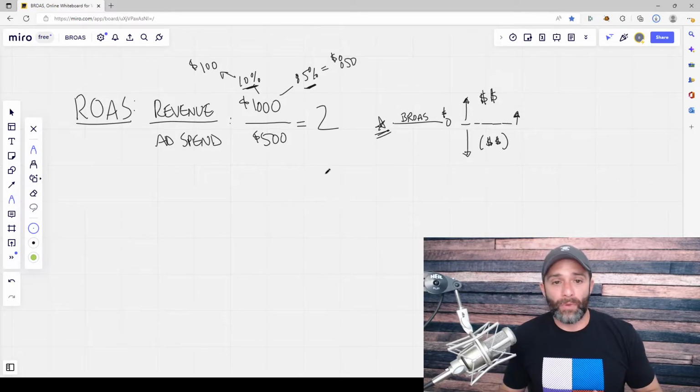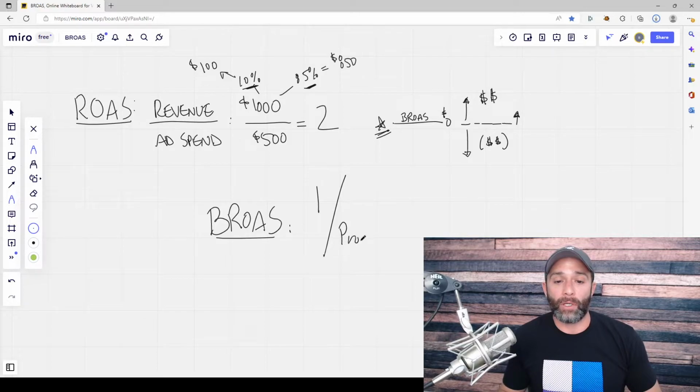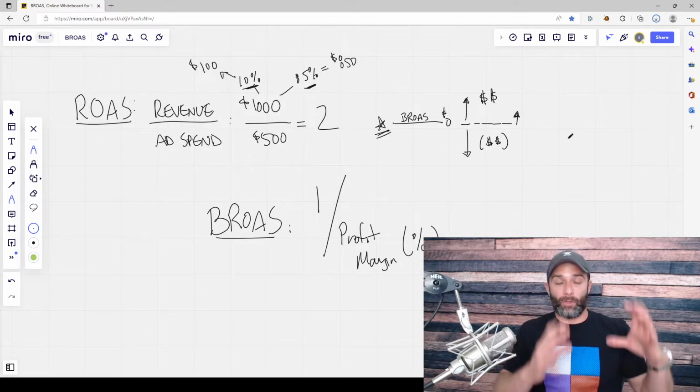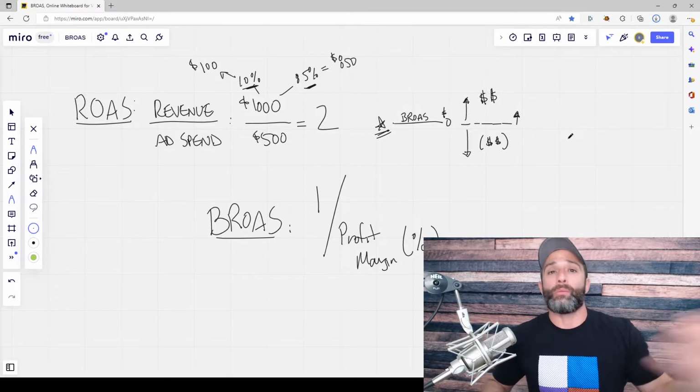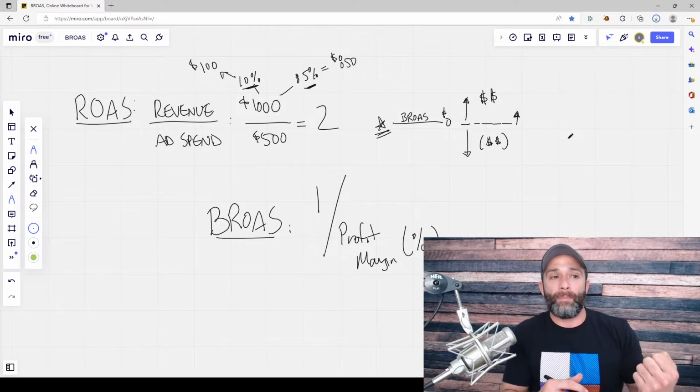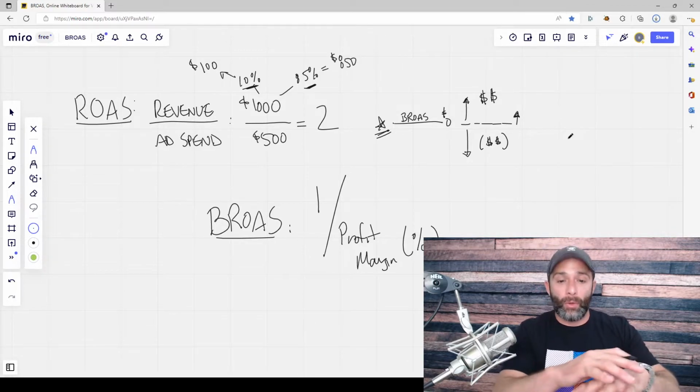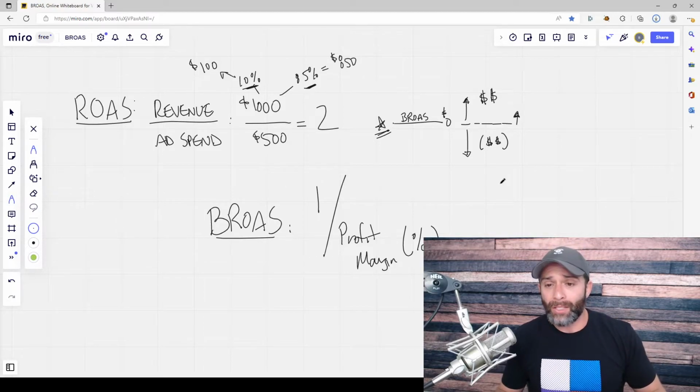And it's actually really simple, okay? All you have to do is take 1, so the number 1, and divide it by your profit margin on a percentage basis. So what I mean by that is, when you take the revenue, remove the cost of goods, remove the shipping expense, the packaging, and you're going to have some variable expenses, some fixed expenses. When you figure that all out, you're going to have a profit margin. So let's say you came up with a 50% profit margin.